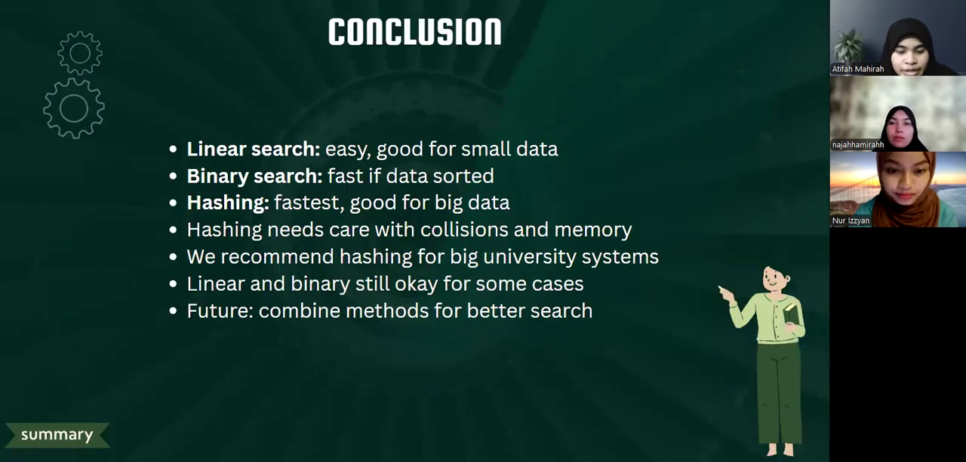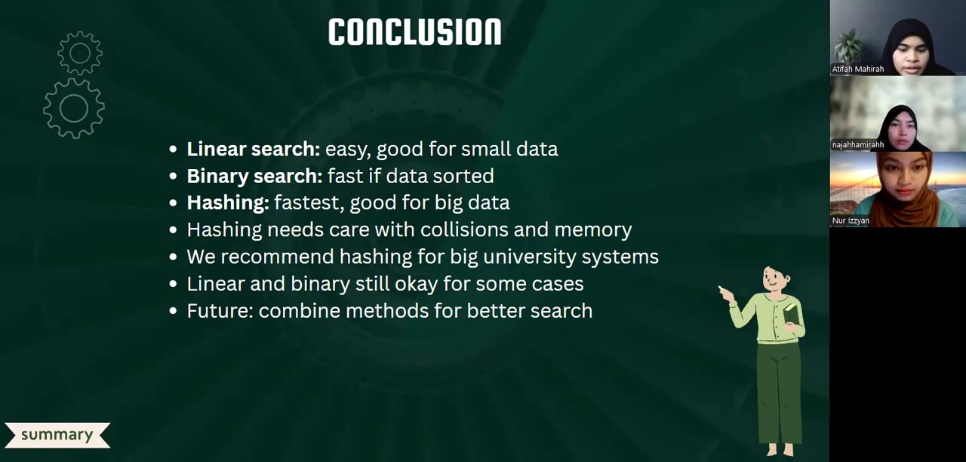So, in conclusion, linear search is the easiest to use. It works well when the data is small or changes often. Binary search is faster, but it only works when the data is sorted. Hashing is the fastest. It gives almost instant results, which is very useful for a big system like a university. However, hashing needs more memory and must be managed carefully to avoid problems like collision.